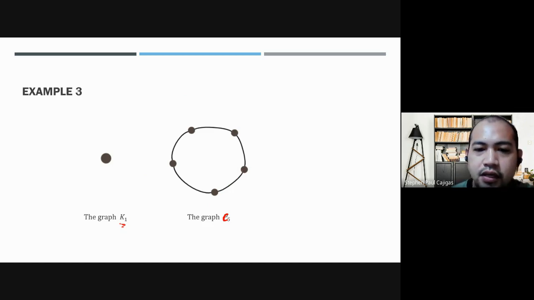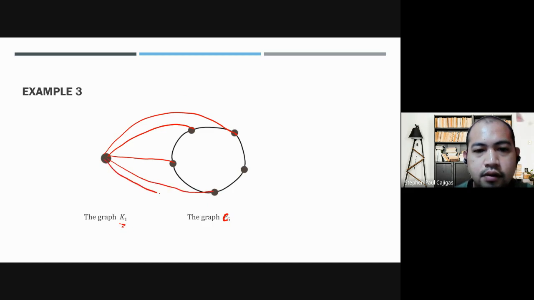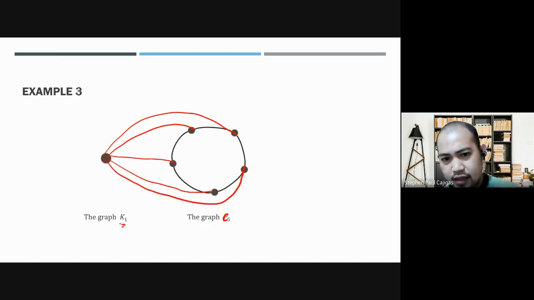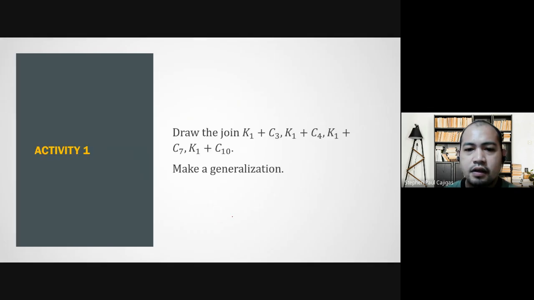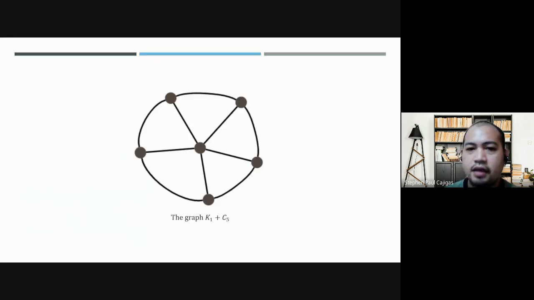So what will be the join? Simply, we just connect the single vertex to every vertex of the cycle. But of course, again, we apply the concept of isomorphism, isomorphic graphs, so we can rearrange it and make the join K1 plus C5. We can make it look like this.